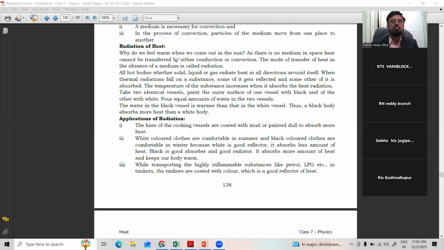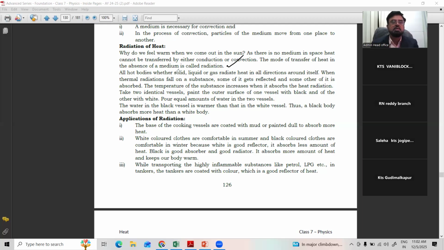Why do we feel warm when we come out in the sun? As there is no medium in space, heat cannot be transferred by either conduction or convection, because they both require a medium. The mode of transfer of heat in the absence of a medium is called radiation. So, it is the mode of transmission of heat in the absence of a medium, meaning in vacuum or in space.